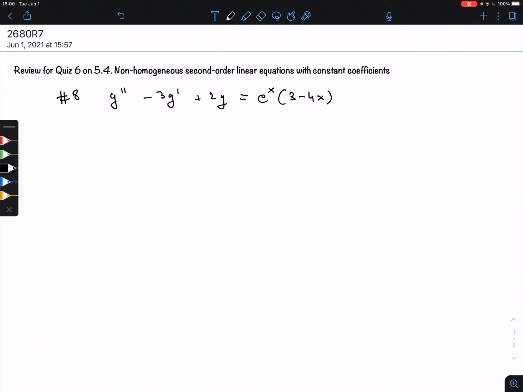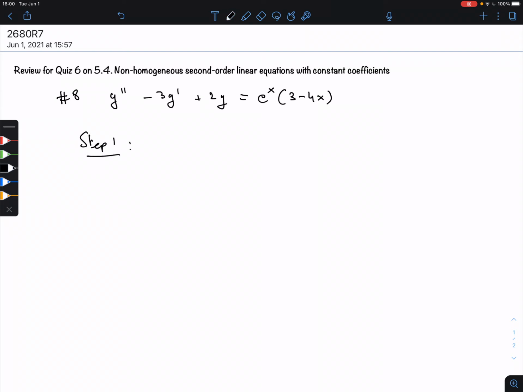Hello everyone. So quiz 6 will be on non-homogeneous second order linear equations with constant coefficients. I remind you, for the non-homogeneous part we can only do certain types, and that is, it has to be an exponential times a polynomial, okay? Of course, there are all the steps that need to be done.